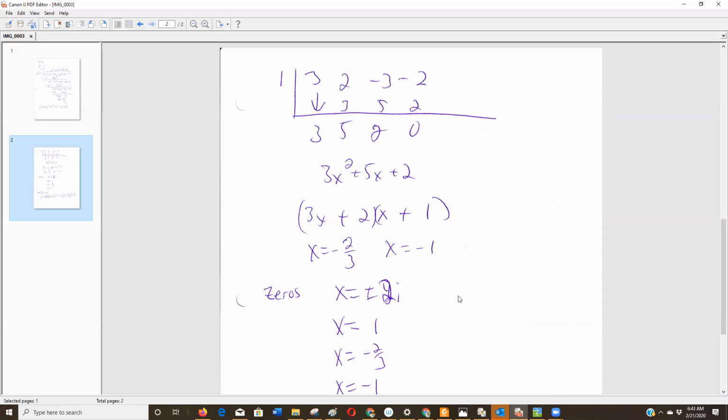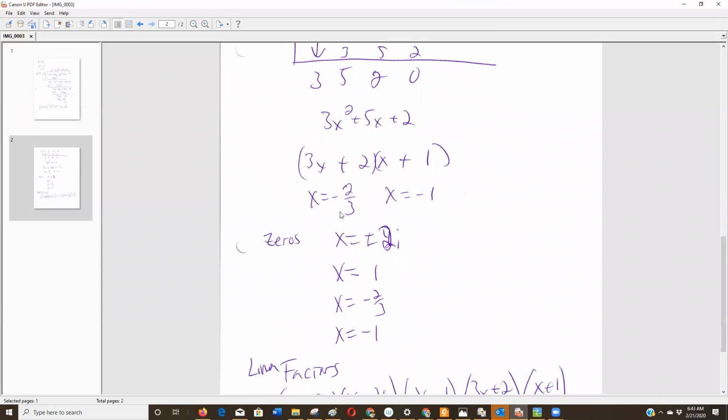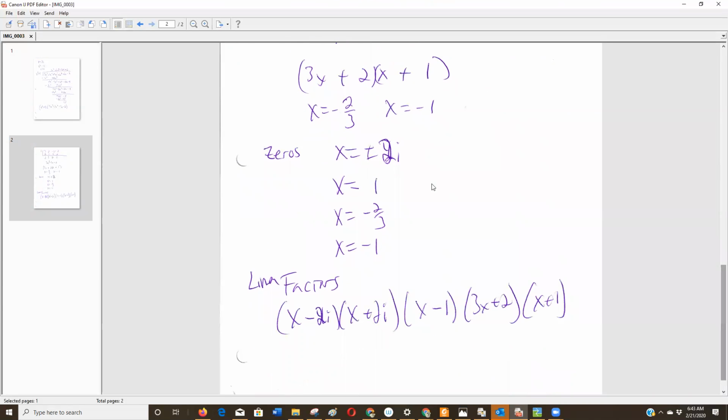So I got my zeros. I've got x equals plus or minus 2i, I've got x equals 1, and I've got these factors. To write these as linear factors, I know it's got to be x minus 2i, x plus 2i. Make sure you understand that: if I have x equals positive 2i and I subtract 2i from both sides, I get x minus 2i equals 0. And if I add 2i to both sides for the other one, I get x plus 2i. That's my other complex zero. Bring the 1 over, so that's x minus 1.